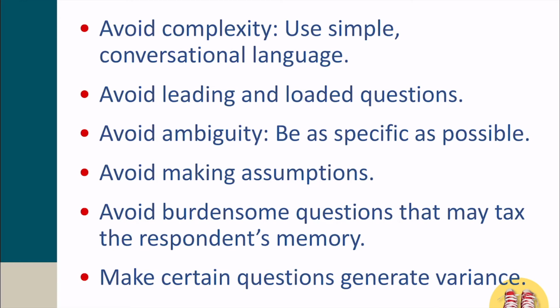Avoid ambiguity. Be as specific as possible, which means say what you've got to say in as few words as possible. Avoid making assumptions, and that's pretty much removing your bias and your stereotypes when you're asking questions, and don't think just because you think the answer is going to be obvious that they're going to be answering that way. Avoid burdensome questions that may tax the respondent's memory.